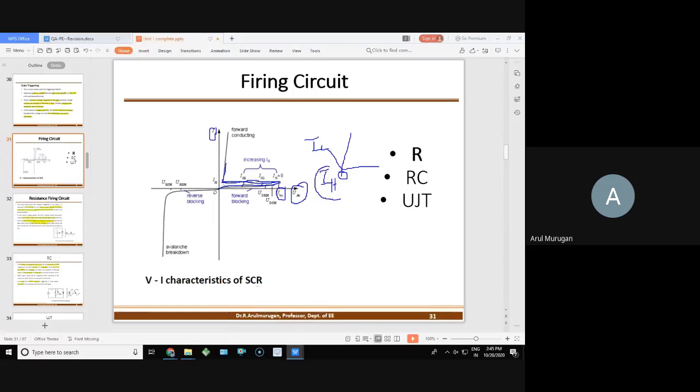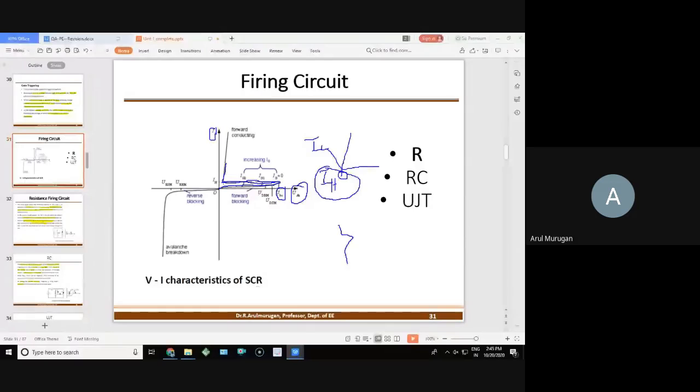Once the breakover voltage is crossed, the SCR starts to trigger. I mean, the switch is closed. Once the switch is closed, what is the value across the voltmeter? The voltage across it is 0. That's why the characteristic curve comes near 0.